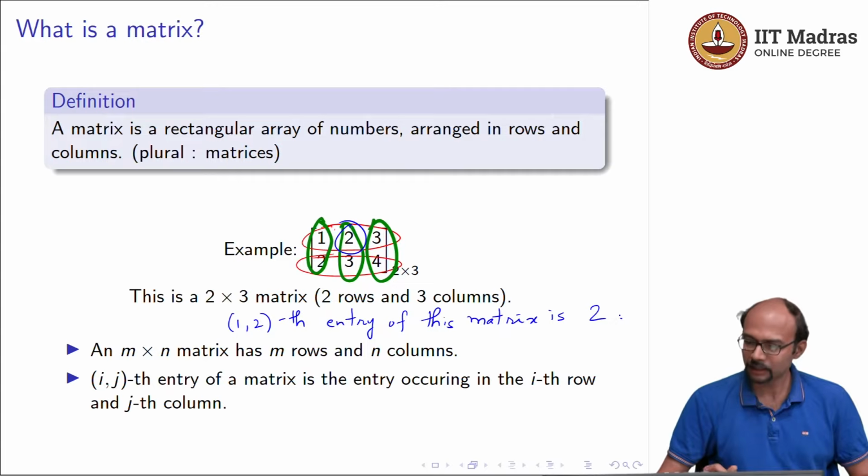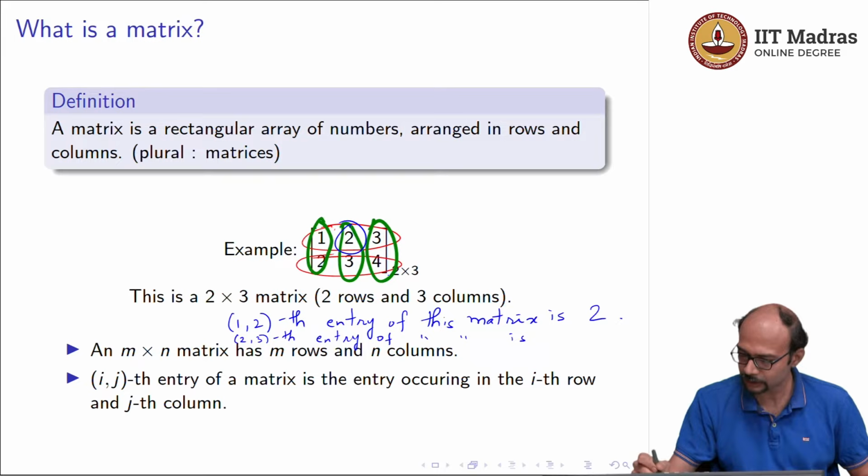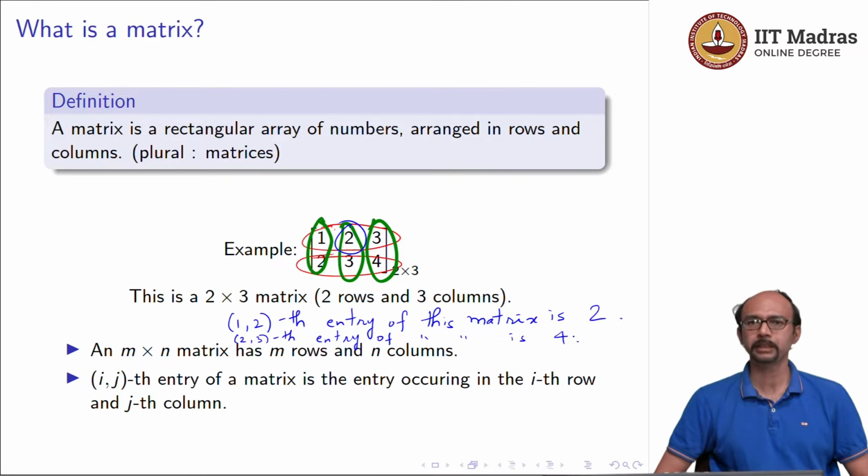I'll encourage you to think about what is the 2,3th entry. So the 2,3th entry of this matrix is, by now you have probably figured out, you look at the second row and the third column. So this is 4. I hope you understand what it means for a matrix to be an m by n matrix. That means it has m rows and n columns, and what it means for an entry to be the ijth entry.